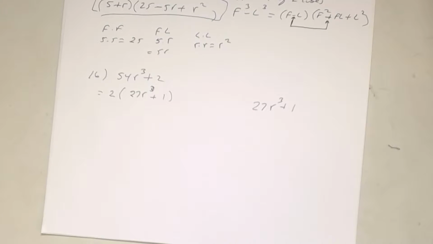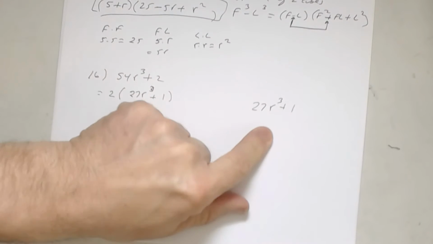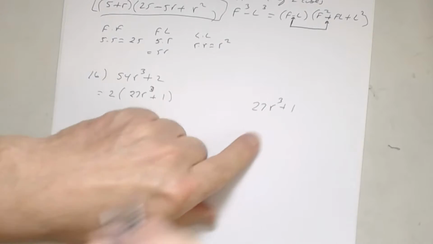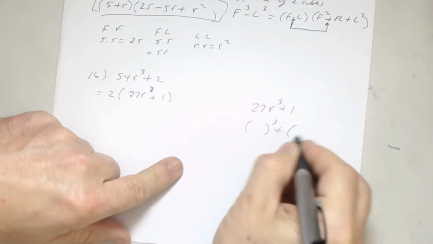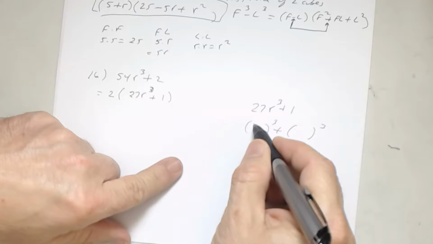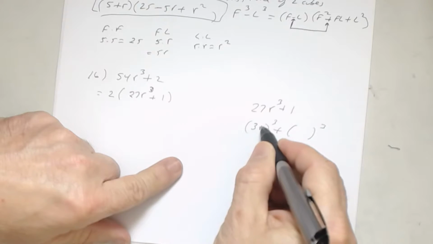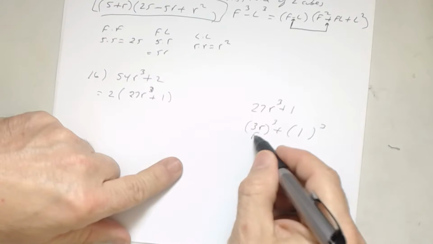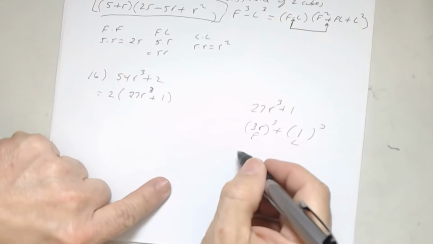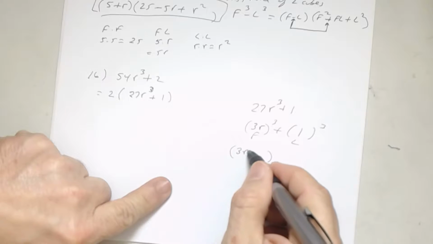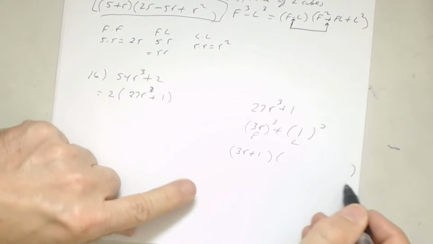What do you think that is? What do you think this is? Sum of two cubes. So let's check and see if it is. What times itself 3 times is 27R cubed? 3R. What times itself 3 times is 1? 1. So there's your F, there's your L. So my binomial then is what? 3R plus 1.